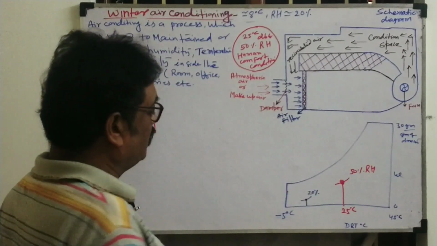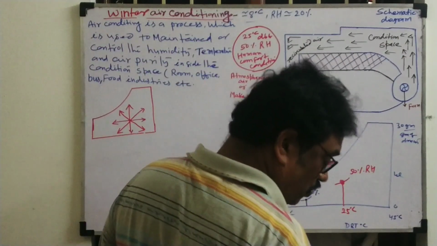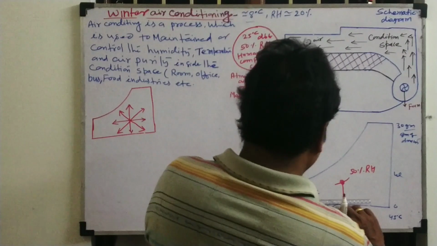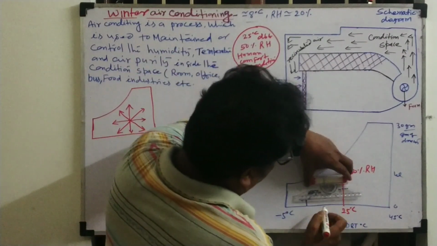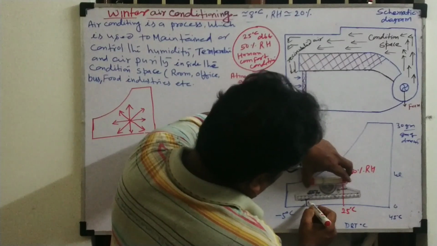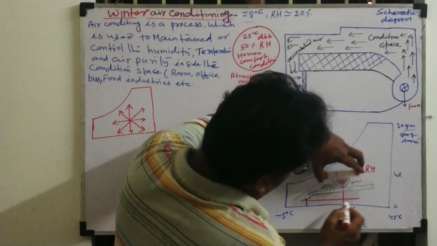Okay. So what is the first condition and what is the comfort condition? How to reach here? So what process did they adopt? I will draw this first process, which is the heating process, that is called the preheating process. I will draw this line.